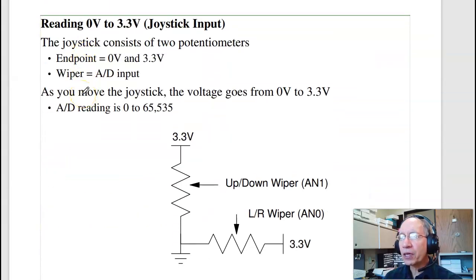In terms of hardware, the way the joystick is connected, I've got a potentiometer. One side is tied to 3.3 volts, other side is tied to ground. As I move the potentiometer up and down, the wiper moves up and down. And what that does is when I push the wiper all the way up, I read 3.3 volts. Push the wiper all the way down, I read 0 volts. Likewise on the left-right wiper.